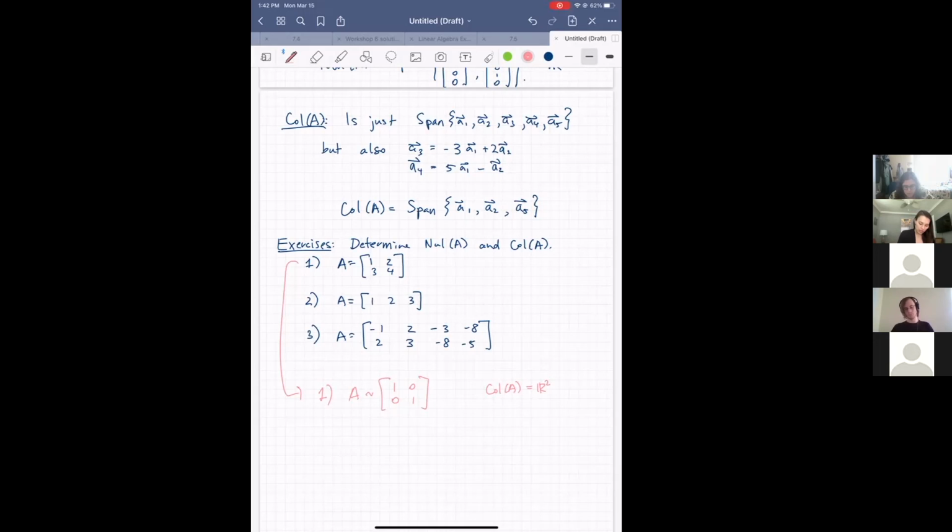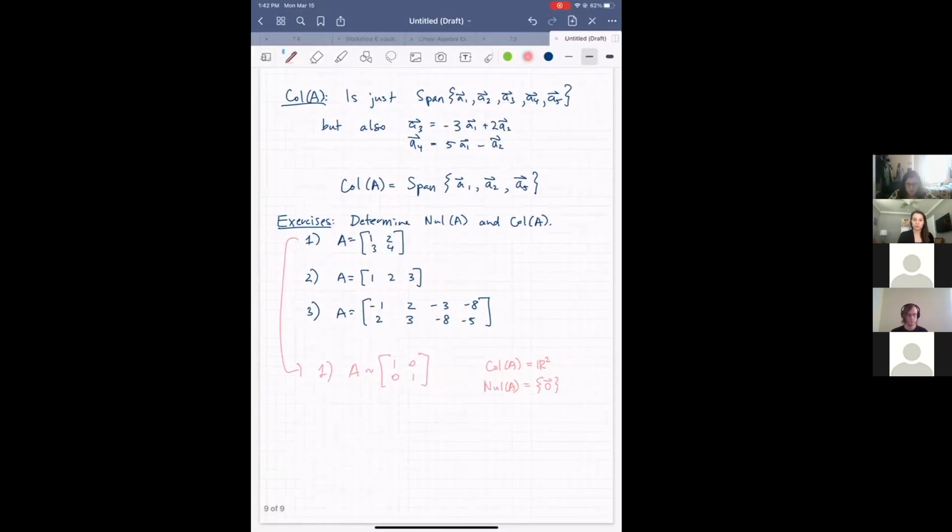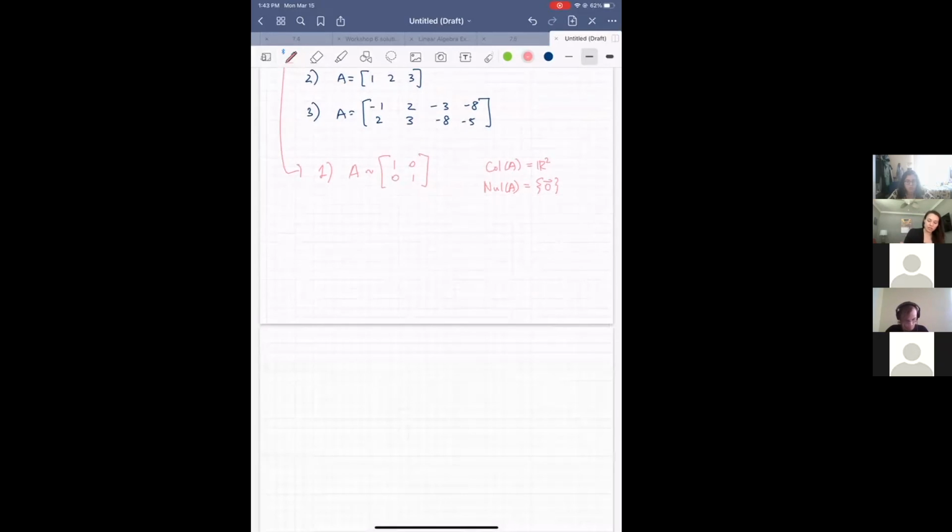And then the null space, so the homogeneous system, is only going to have one solution, and that's the 0 solution. So the null space is only going to contain the 0 vector, right? Oh, do we have to write that set notation? Yeah, I prefer it, even though there's only one vector. Yeah, this is the best way of writing that.